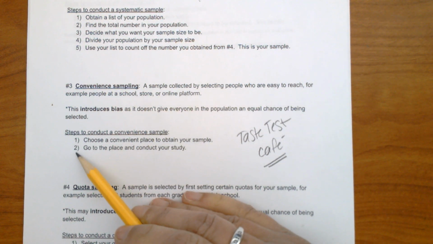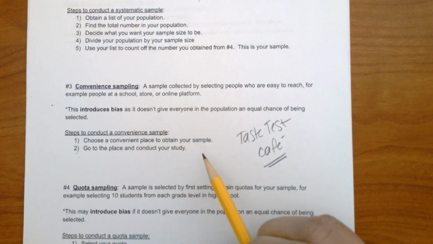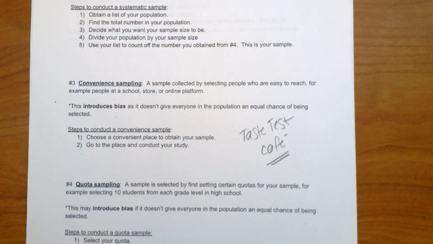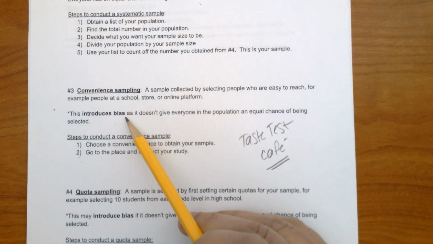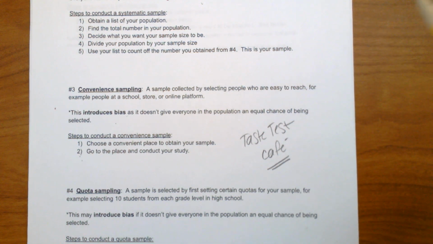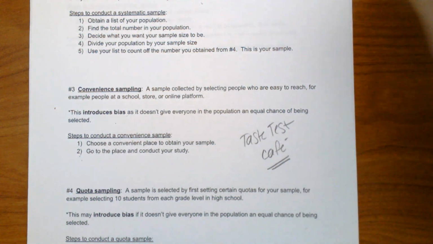So then what do you do for number 2? You go to that place and you conduct your study. Again, it does introduce bias, but sometimes you can't avoid it. And so what you would do when you write in your paper, if you used a convenience sampling, you would write down that it did introduce bias, but that you had to do it because you had to obtain your sample. So that's all. Okay, what's next?